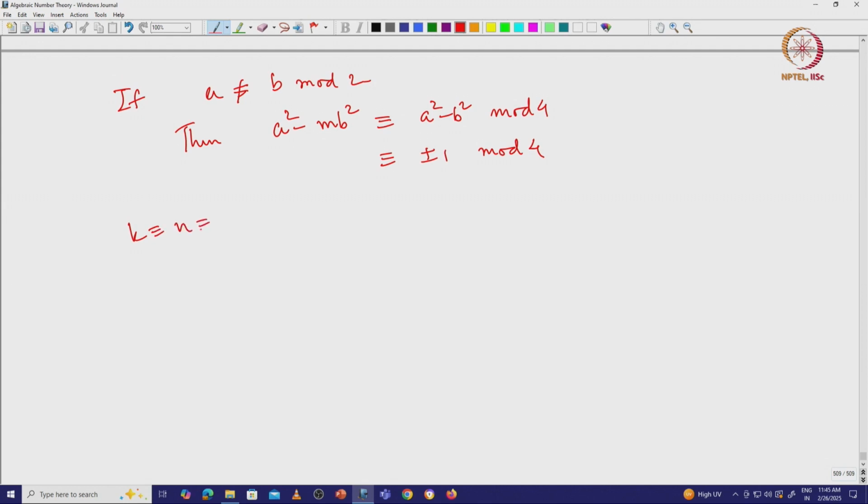and let us say that k is congruent to n is congruent to 3 mod 4, then n c square minus k d square is congruent to d square minus c square mod 4, and this thing is congruent to 0 or plus minus 1 mod 4. Right, okay.